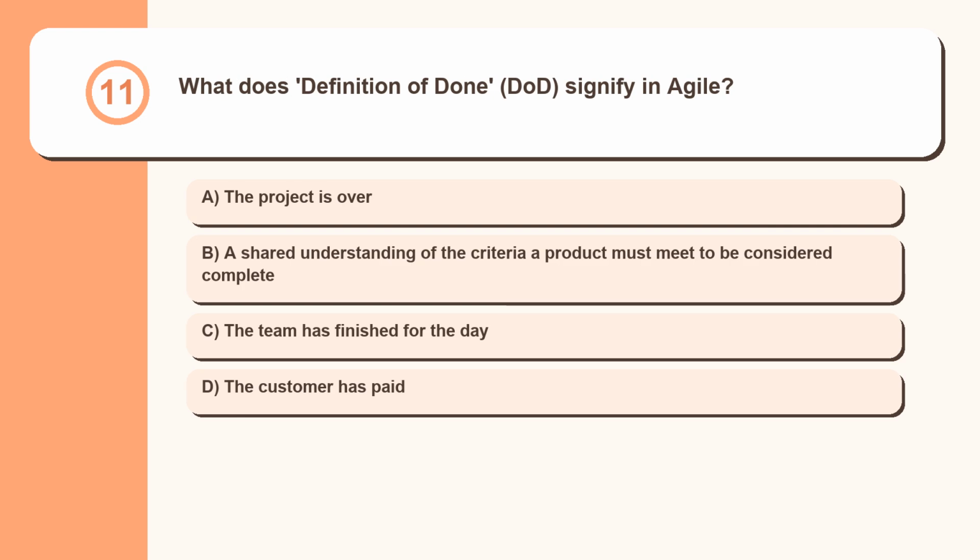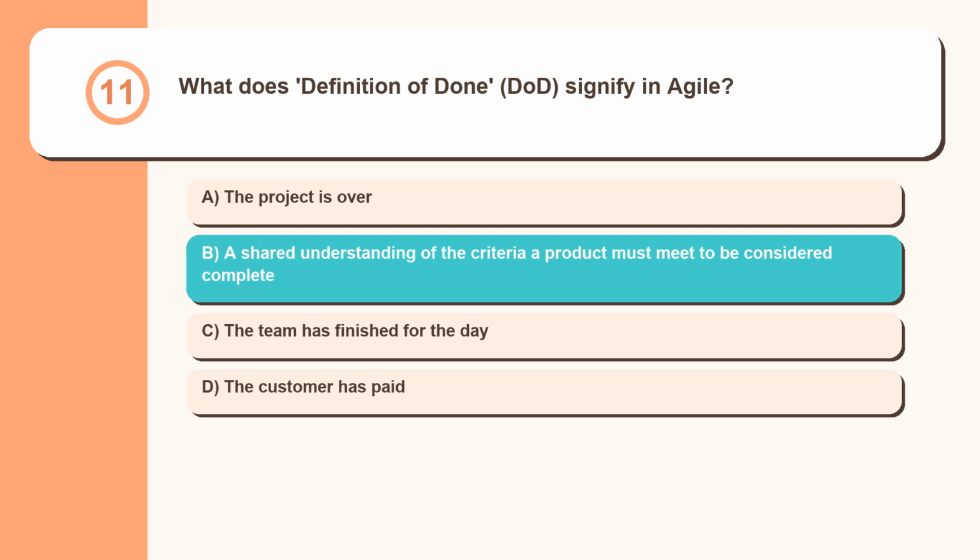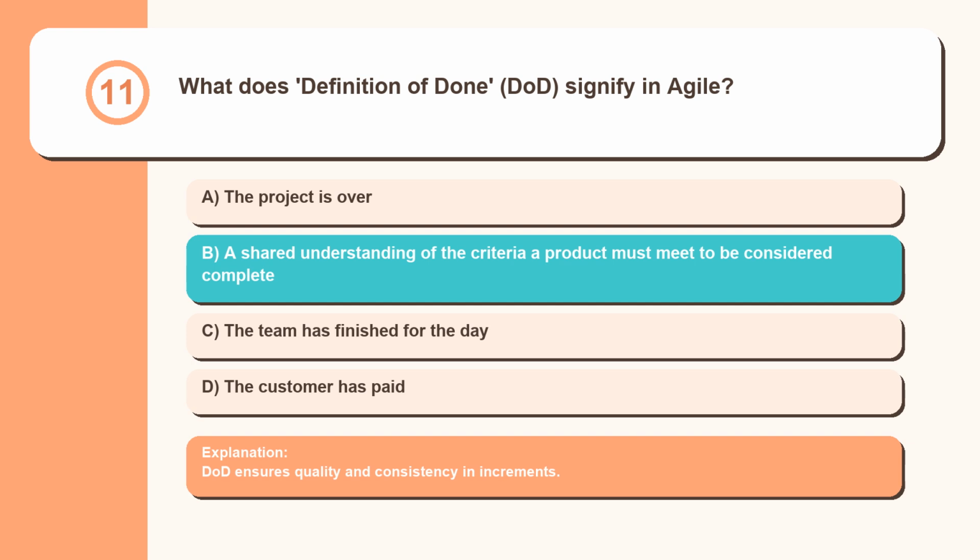Question 11. What does definition of done (DoD) signify in Agile? The project is over. A shared understanding of the criteria a product must meet to be considered complete. The team has finished for the day. The customer has paid. DoD ensures quality and consistency in increments.